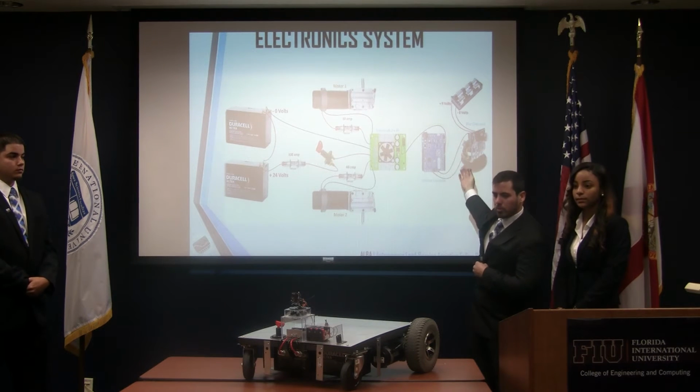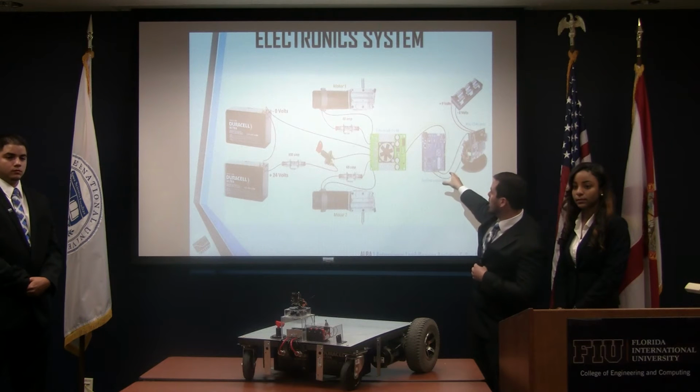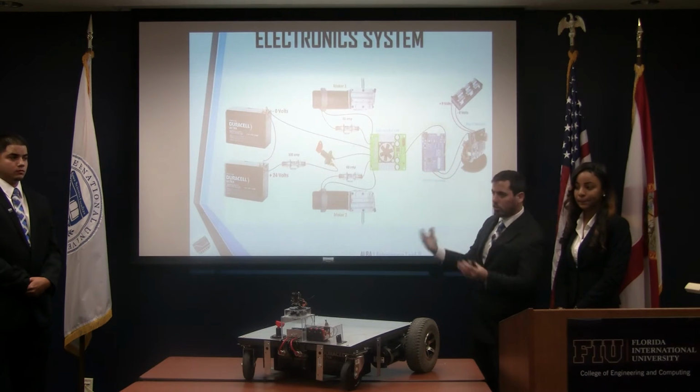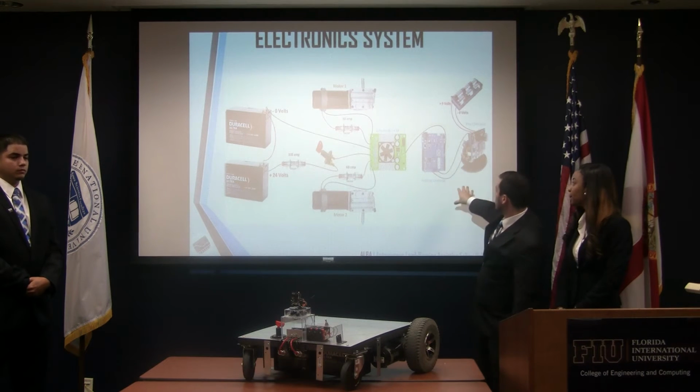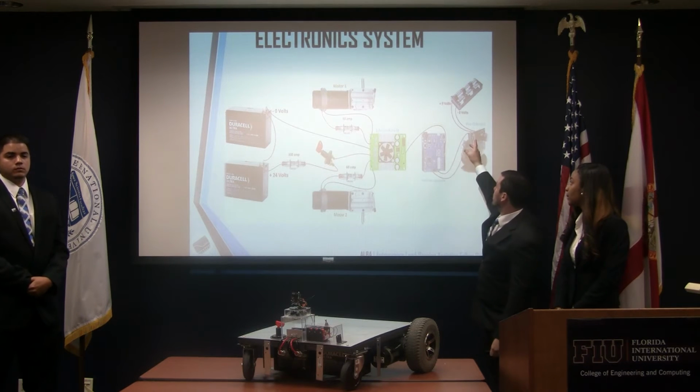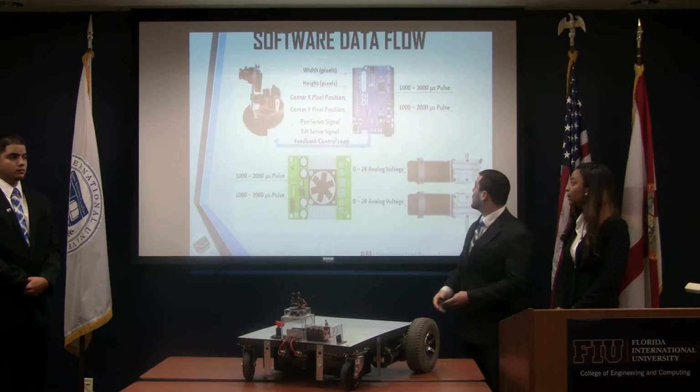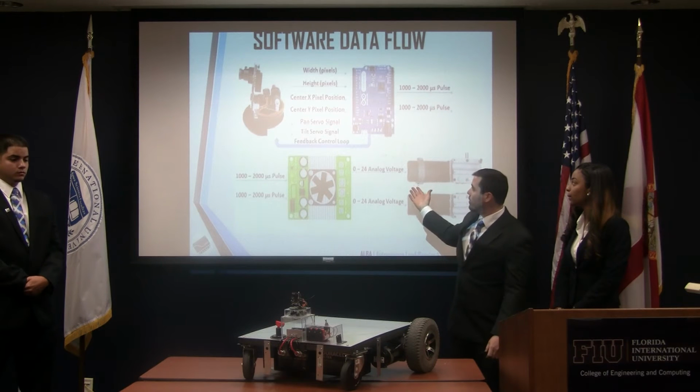It takes in the information from the Pixy camera sensor and sends it to the Sabertooth, which can drive and actuate the motors. The Arduino and camera are powered by a separate 9-volt battery source. Here's the data flow of how it works.